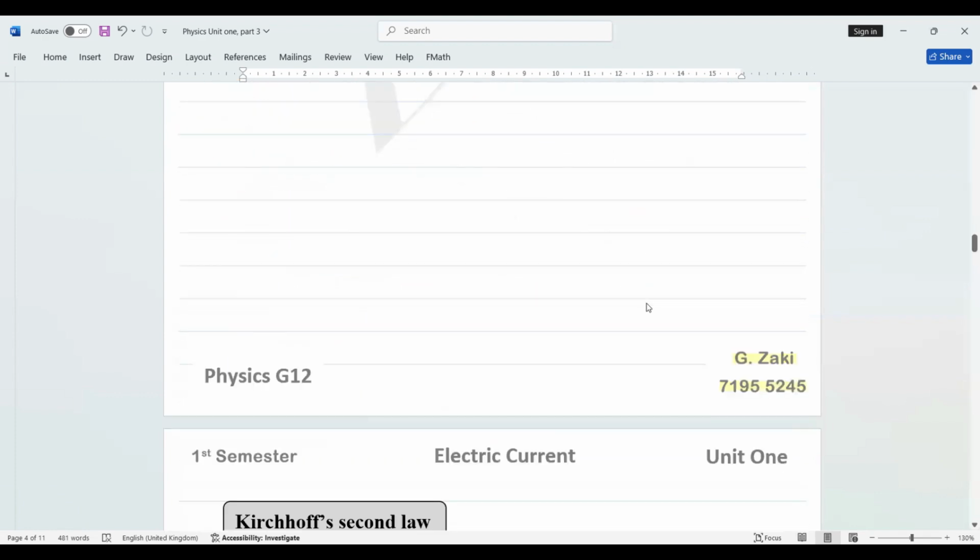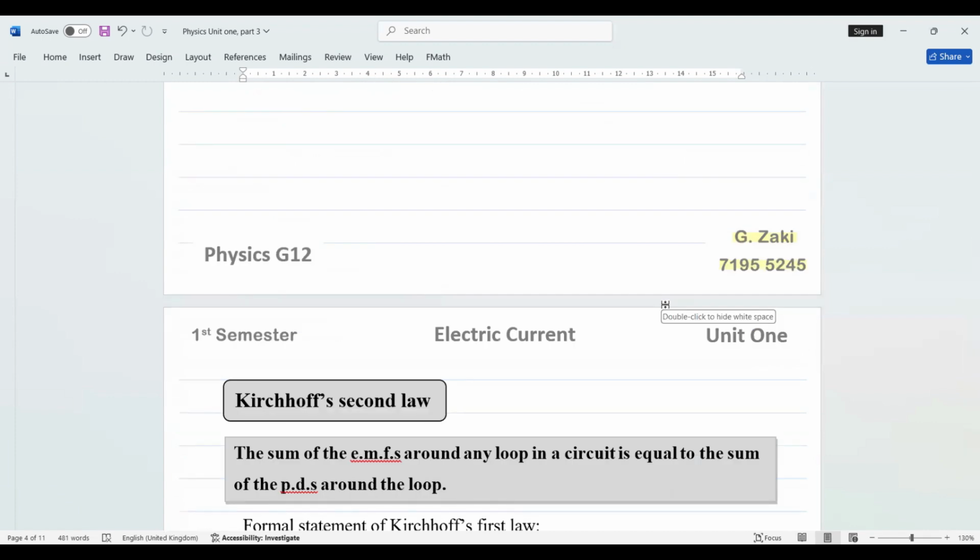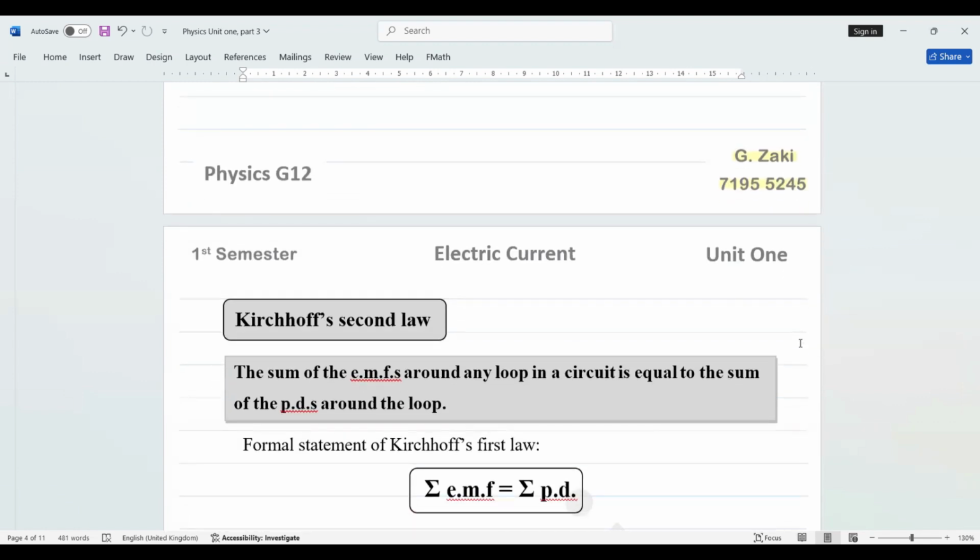Now, next we talk about Kirchhoff's second law. Kirchhoff's first law talks about junctions, but Kirchhoff's second law talks about loops. The sum of EMF around any loop in a circuit is equal to the sum of potential differences around the loop. What do we mean by loop? A closed loop, like this. This is a bulb, this is a resistor, and this is a bulb, and this is a bulb, and this is a resistor. And then here we have one cell.